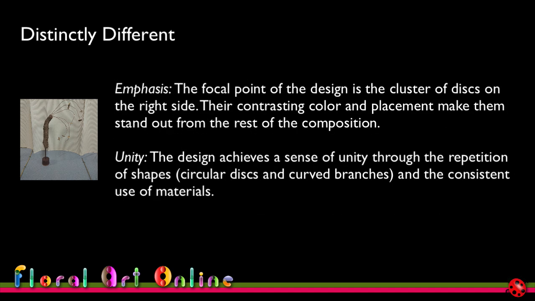So I would like them to be marginally bigger to balance out visually that dominance of the timber support. So emphasis. The focal point of the design is the cluster of discs on the right side. Their contrasting colour and placement make them stand out from the rest of the composition. And that's probably true, because it would appear that all of those elements of the design come from the one point. So it's a radial design in that sense, that there is one point of emergence for the rest of the design from the support material.